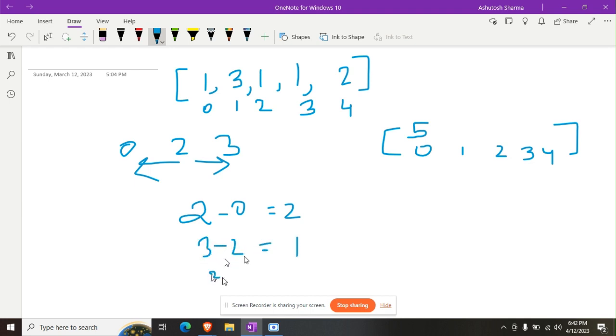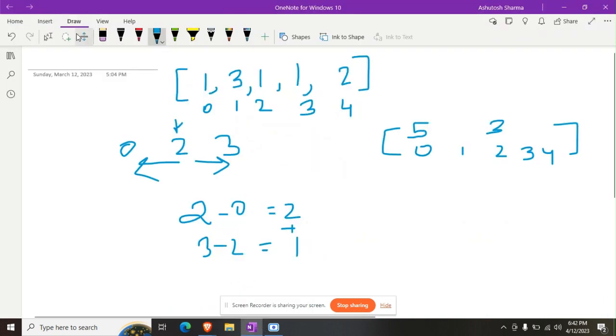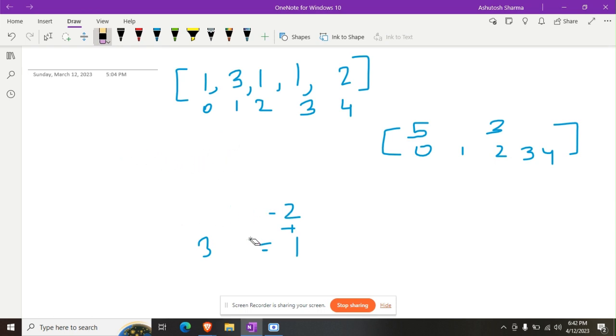You might be wondering why I wrote 3 minus 2 and not 2 minus 3. Remember, since the answer has to be in modulo format, no matter what you do, the answer is going to come out the same. Now we just add these two, that is 2 plus 1, which is 3. So at index 2 our answer is 3, and if you see the given question statement, the answer is 3 at that index as well. Now you must have gotten what we need to do. The question statement now seems to be clear.